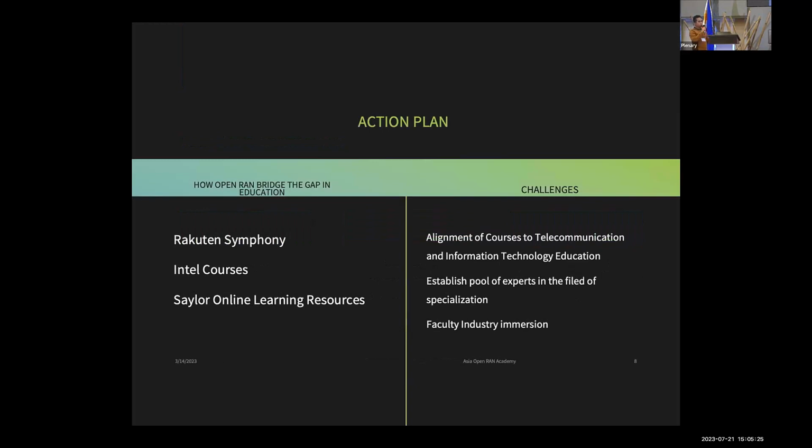So our action plan is how we open the bridge, the gap with education, with the following solutions that we currently have in the Open RAN Alliance for Education. We have the Rakuten Symphony, the Intel courses, and the Sailor online learning resources, which do not focus only on the technical side, but also have computer science and other courses embedded in the program.